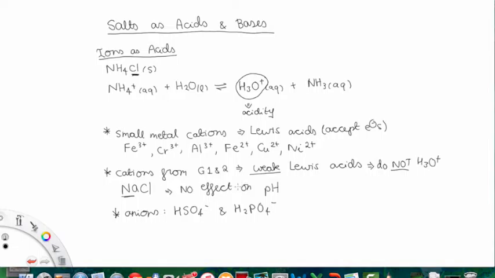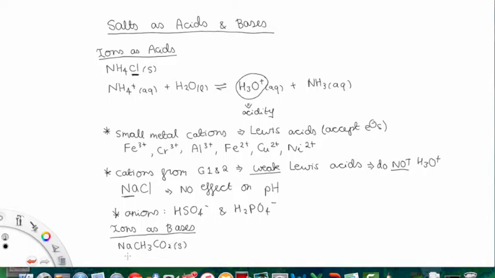Now moving on to ions as bases in this small space that I have left down here. A salt containing a base will raise the pH of a solution. If you think back to the pH scale, the higher the pH value, the more basic something is. As an example, let's look at sodium acetate, NaCH3CO2. This is a solid.